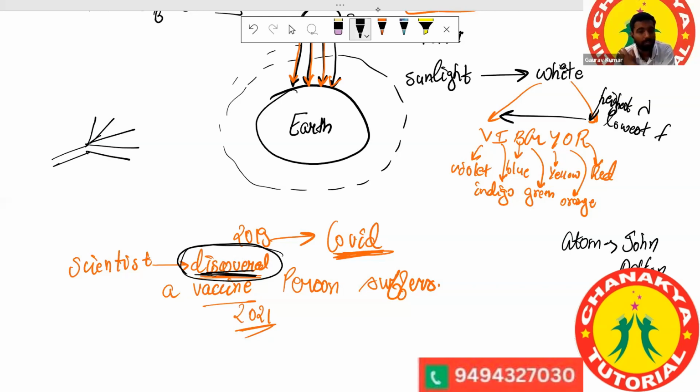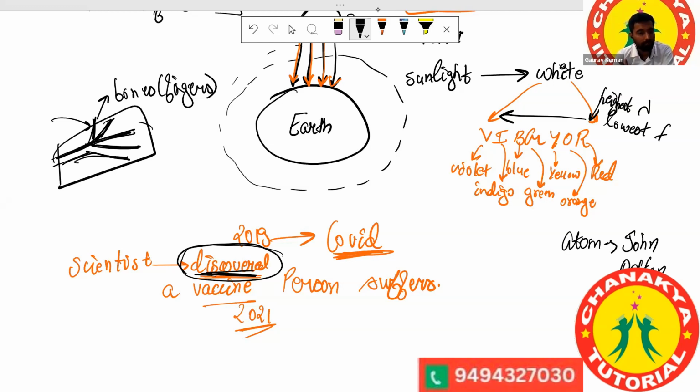So if X-rays pass through the palm, pass through our hand, what will they do? These bones, the fingers, will block X-rays. So these will appear if we take an image of this X-ray. These bones will appear white on the sheet on which the image is taken. And if there is no bone, then that part will appear blank.